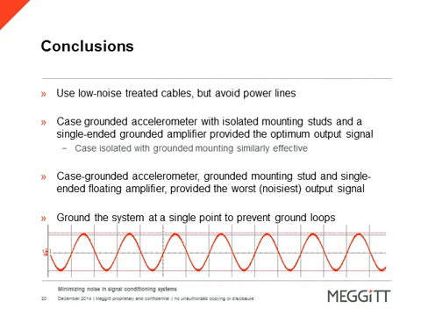The results validated the case-grounded accelerometer with isolated mounting stud and a single-ended grounded amplifier providing the best and optimum output relative to noise. Alternatively, the case-grounded accelerometer, grounded mounting stud, and single-ended floating amplifier provided the most noise seen on the output signal.